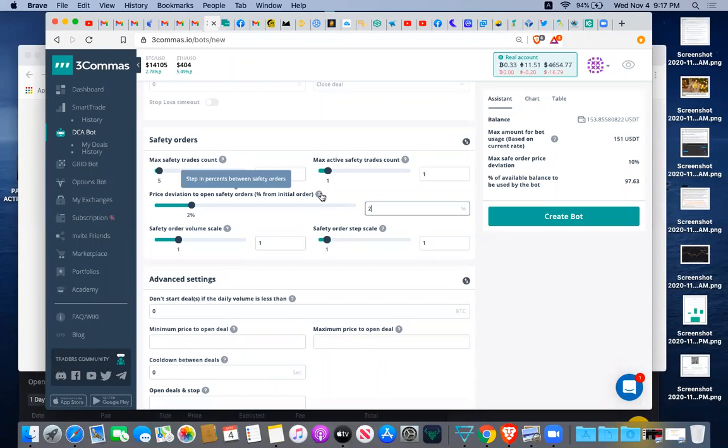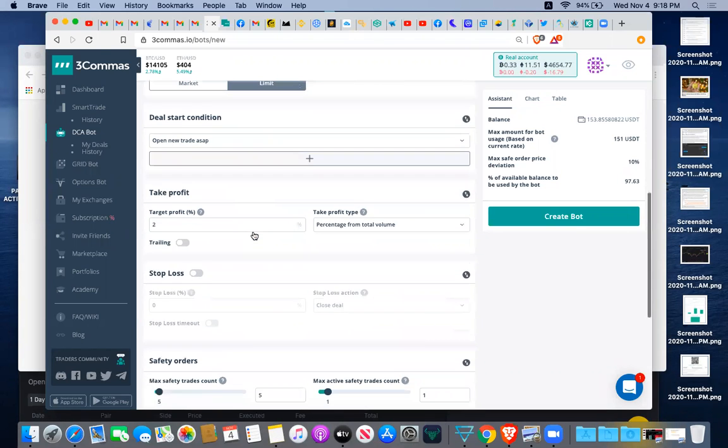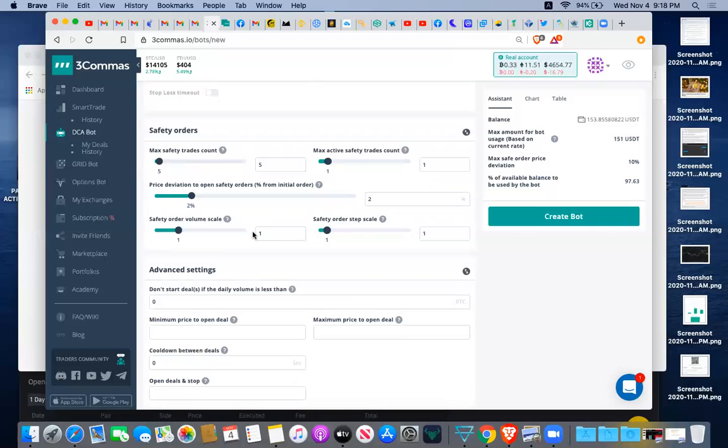Okay, so from this initial price, he said, step percentage between safety orders. When your first order is placed, the deviation to open safety orders is the percentage from the initial order. So this is your first order, whatever price the market entered. When the market deviates by 2%, it will buy one portion for you. Just like say 2%, okay?